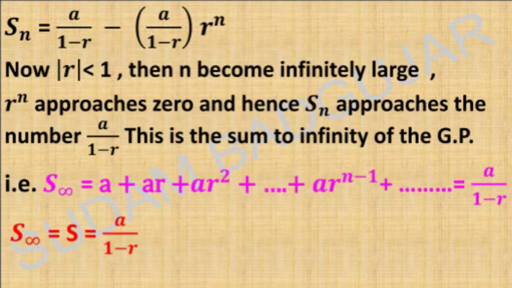What is A? A is the first term and R is the common ratio. Sum to infinity, or sum to infinite terms of a GP, is nothing but first term upon 1 minus common ratio. That's it. You must remember this formula.